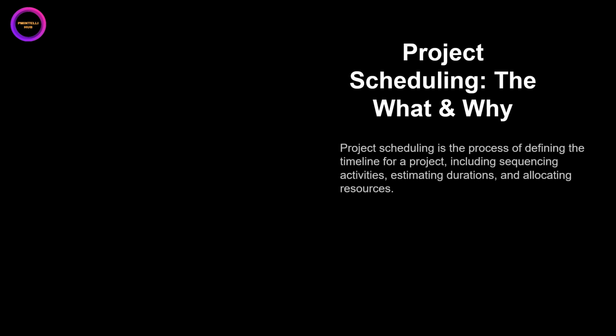So, what exactly is project scheduling? As you can see on the right, project scheduling is the process of defining the timeline for a project. This isn't just about picking a deadline, it involves several key steps: sequencing all the activities that need to happen, estimating how long each activity will take, and allocating the necessary resources to get it all done.